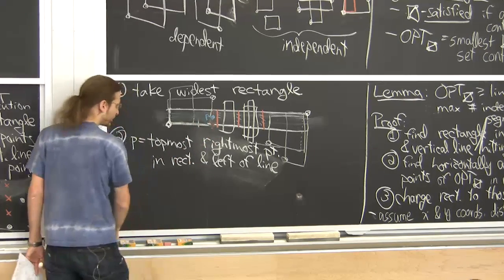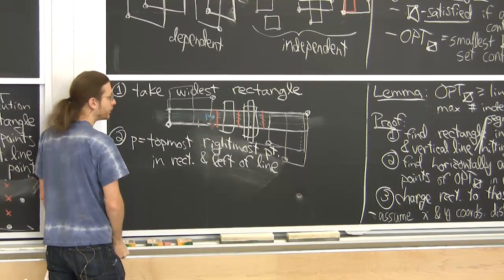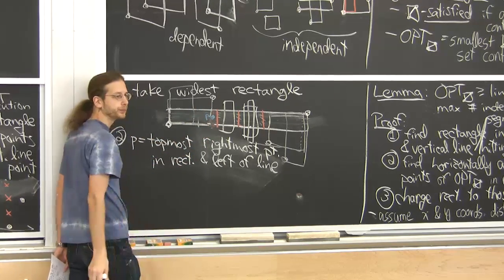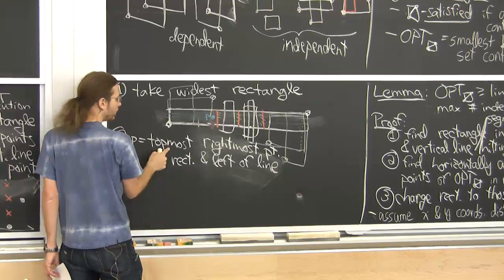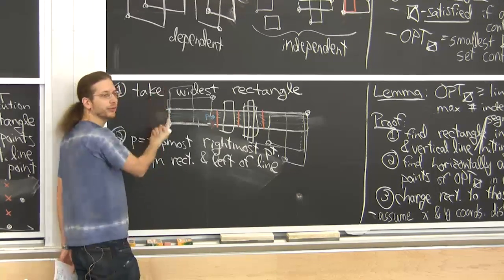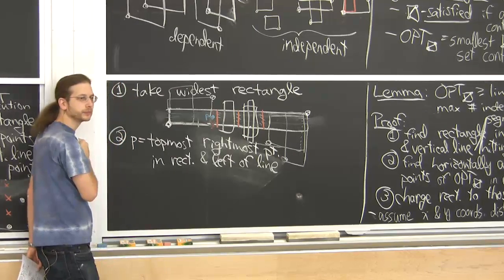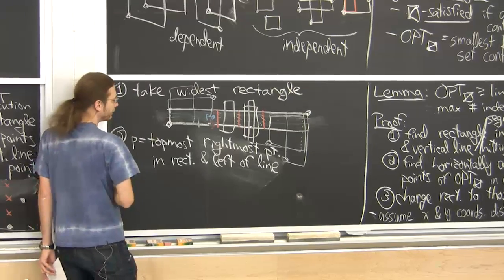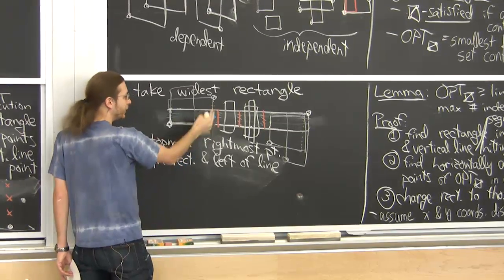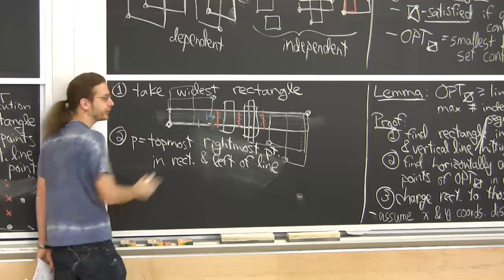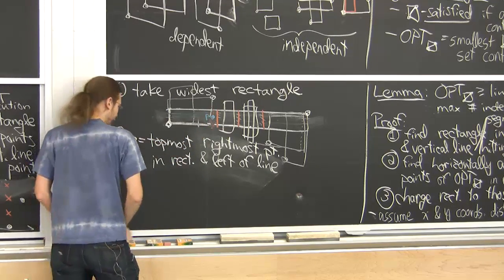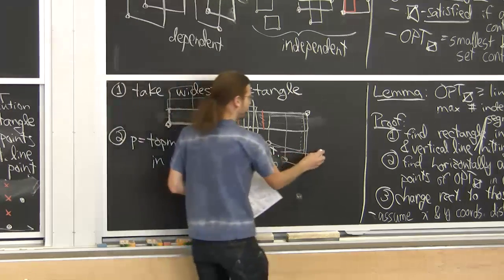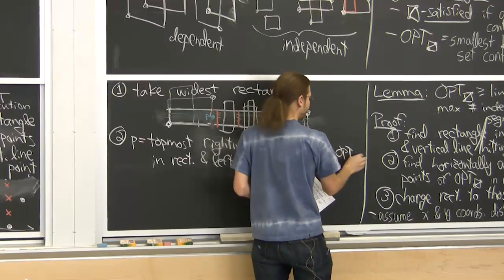In the border of the rectangle? It could be on the border, it could be interior, we don't know. When you say topmost, what is your topmost? Topmost means a maximum y coordinate. Oh, okay, got it. So it could be up here. First we go rightmost, then among all the things in that column, we go to the topmost one. So it might be on the top, it might not be. This is a point in opt plus.